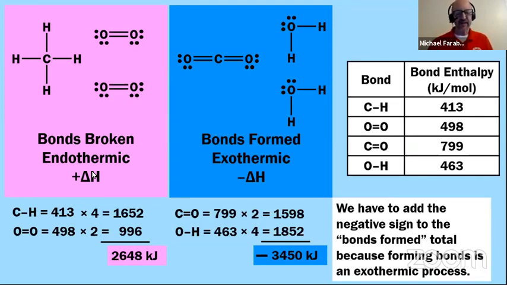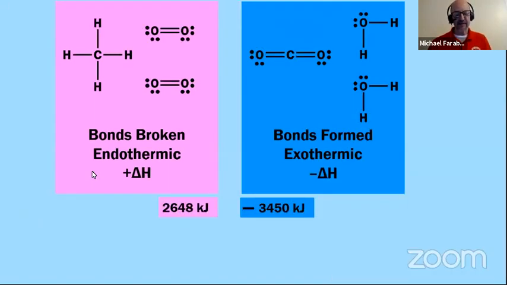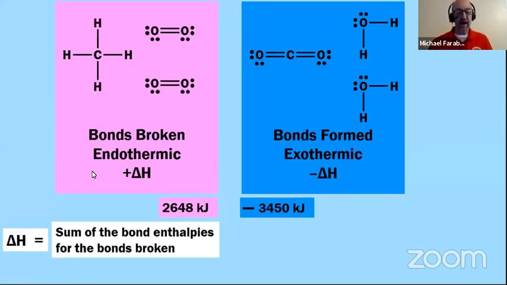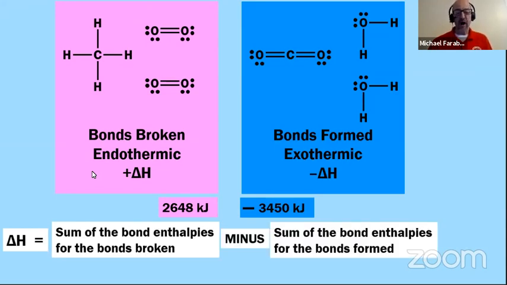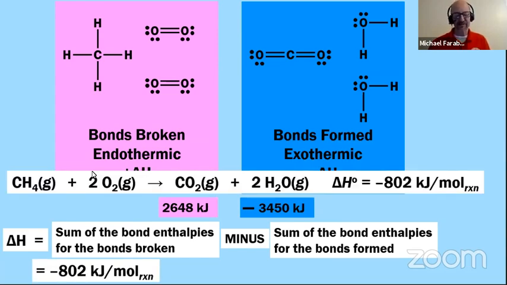So 2,648 minus 3,450, that's the math that I am doing. So effectively the delta H is going to equal the total sum of the bond enthalpies for the bonds that are broken minus the sum of the bond enthalpies for the bonds that are formed. Now, if you do this math, 2,648 minus 3,450, you should get, hey, look at that, negative 802. That was the number we already had earlier. So negative 802, this is a good estimate of the delta H for the combustion of methane.